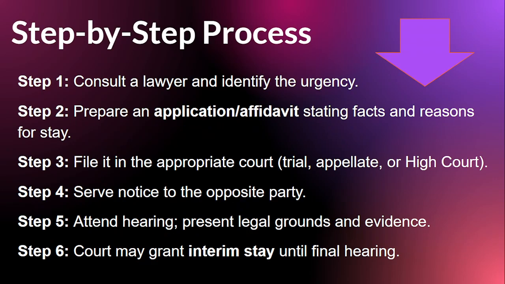Step-by-step process: Here is the step-by-step process for getting a stay order. Step 1. Consult an experienced lawyer who can assess the urgency of your situation. Step 2. Prepare a detailed application or affidavit that clearly explains the facts, legal grounds, and reasons why a stay is necessary. Step 3. File the application in the correct court, whether that's the trial court, appellate court, or high court. Step 4. Ensure a copy is served to the other party, as required by law.